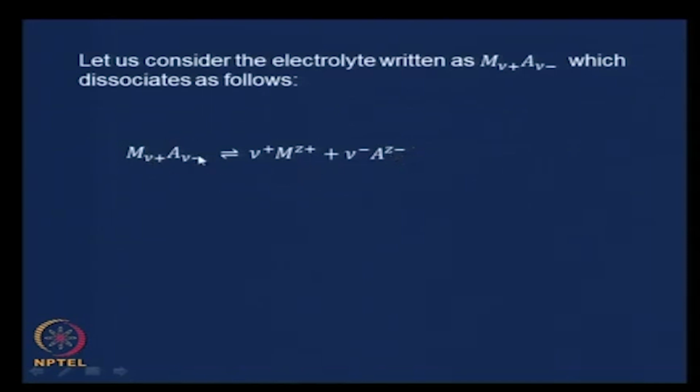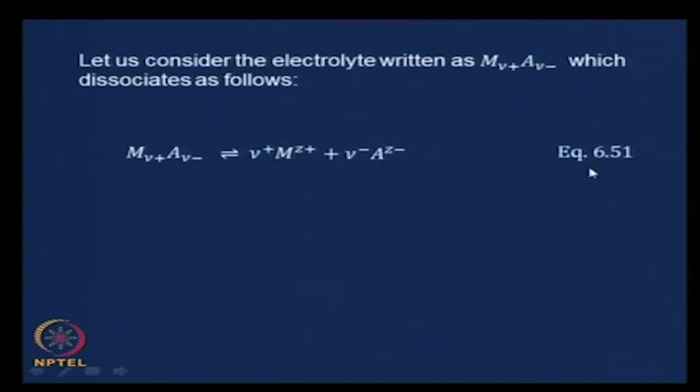This is nothing but material balance, right. So if you extend that to moles, we talked of molecules, and Avogadro number of molecules is a mole, and therefore 1 mole of M nu plus A nu minus gives you nu plus moles of Mz plus, the positively charged species in the electrolyte, and nu minus moles of the negatively charged species in the electrolyte. We will get a little more comfortable with this terminology in a little while, please wait till then. It is good to introduce it in a generic form here.